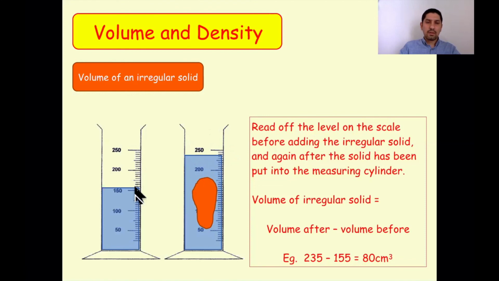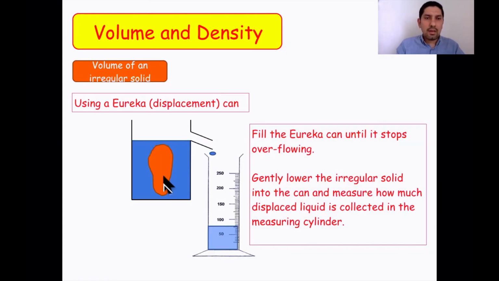So we have a volume before and a volume after. The difference will be equal to the volume of the irregular shape. Volume of irregular solids is equal to volume after minus volume before. Volume after is 235 milliliter minus volume before, which was 155 milliliter or centimeter cube. So the answer will be 80 centimeter cube. 80 milliliter is equal to 80 centimeter cube.